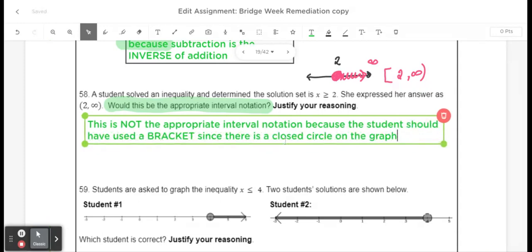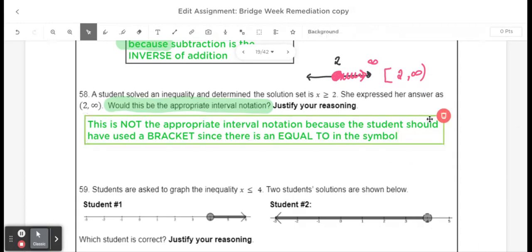Actually, let me back that up. Instead of saying since there's a closed circle on the graph, I would say since there is an equal to in the symbol, because we actually didn't start with the graph, we started with the symbol, and we want to go back to what did we start with that told us that there should have been a bracket instead of a parentheses.